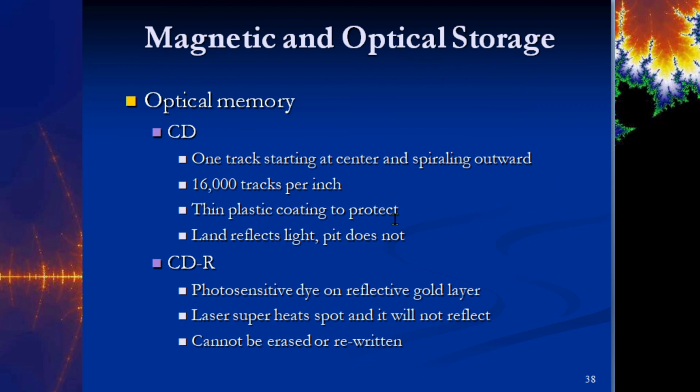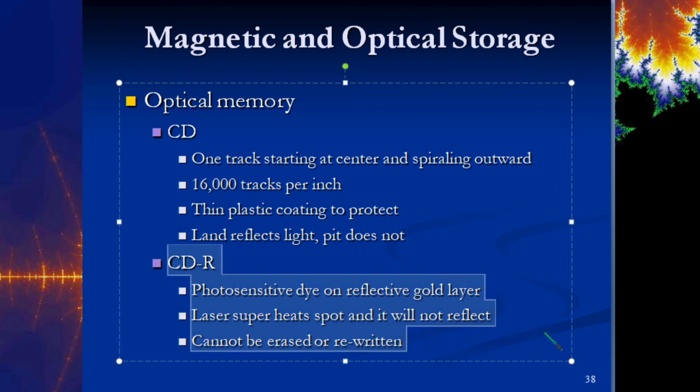Okay, so we kind of already went over this, but you've heard of the different terms. So a CD: land reflects light, pit does not. And so then you can get into the CD-R. It says photosensitive dye on the reflective gold layer. The laser superheats a spot and it will not reflect. It cannot be erased or rewritten. So this is what you were buying in the 90s and the 2000s.